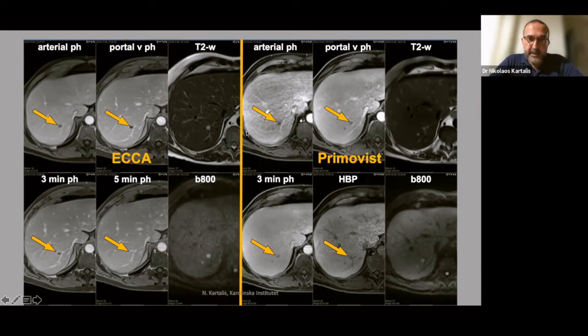So what do we see here? This is what we were looking at on the images: the T2, high B, diffusion, and the dynamics. We saw that the images became progressively a bit smaller during the dynamic phase. Let's go back to the extracellular contrast.